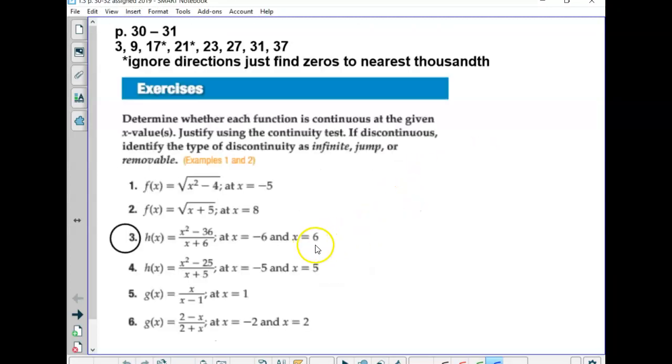It looks like this. It asks, is this continuous? Oh, that's a great question for a quiz. Does this one work at -6? No, because it would make the denominator 0. But does it work at +6? Yes. So this is no, it's not continuous, and then yes, it is.